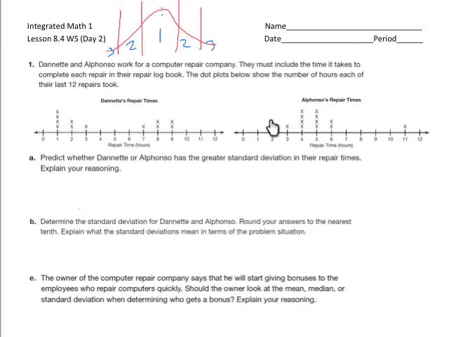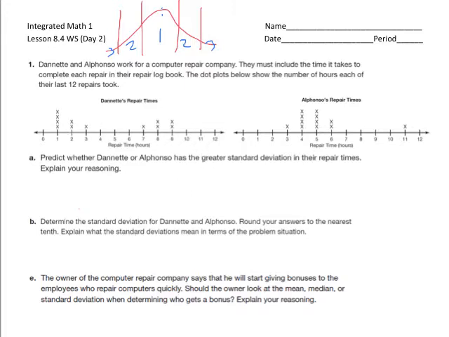So my guess is that this is going to give us a lower standard deviation, or we call it sigma, and this is going to be more spread out. Predict whether Danette or Alfonso has the greater standard deviation in the repair times. Explain your reasoning. Okay, so I think I discussed that. There's going to be a smaller standard deviation, and this is going to be wider. Look at how the numbers are spread out.